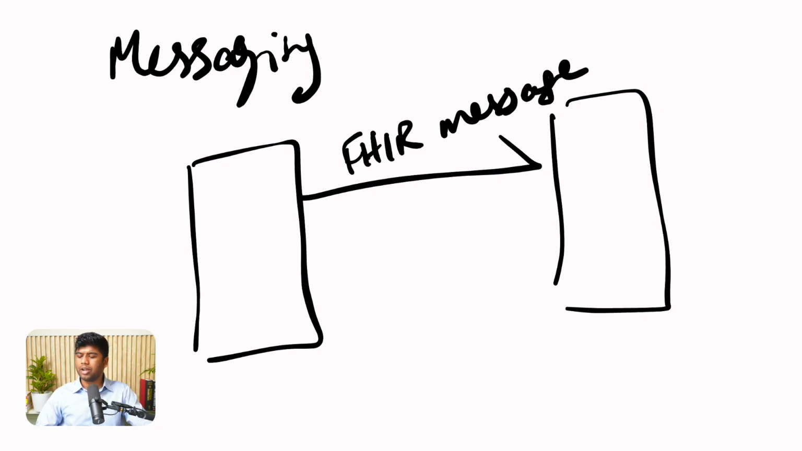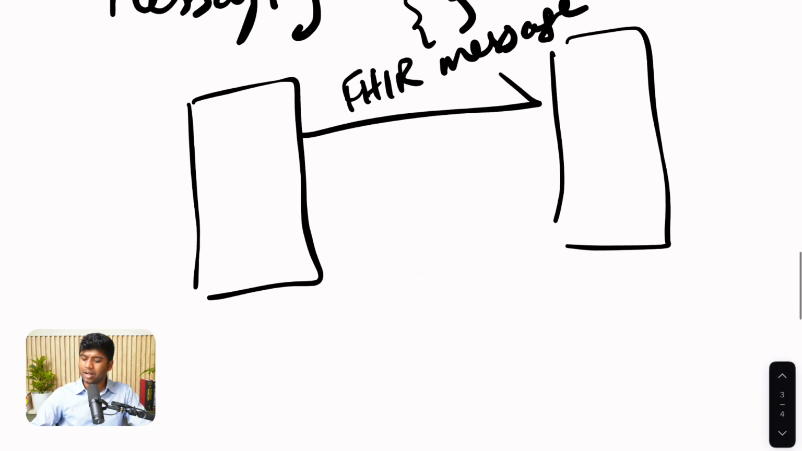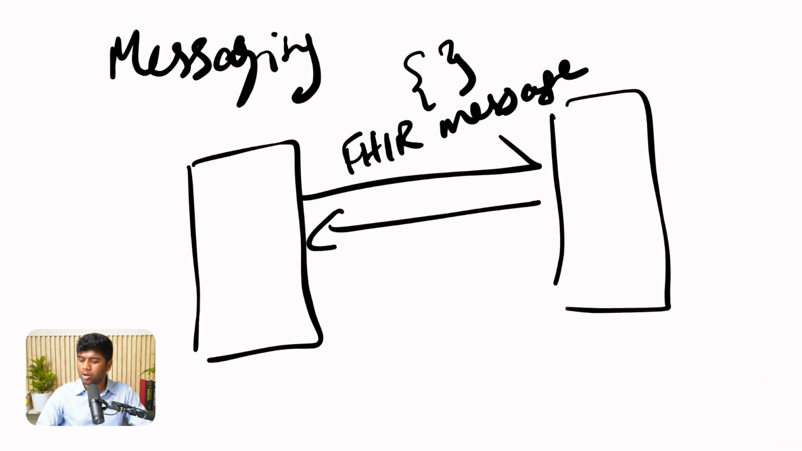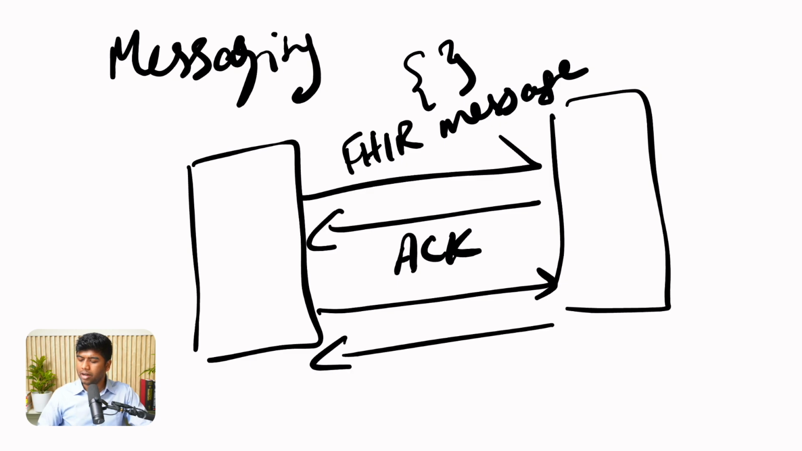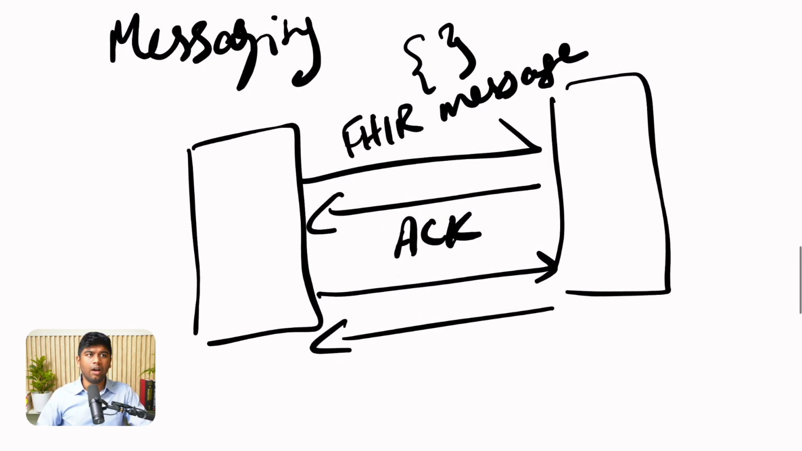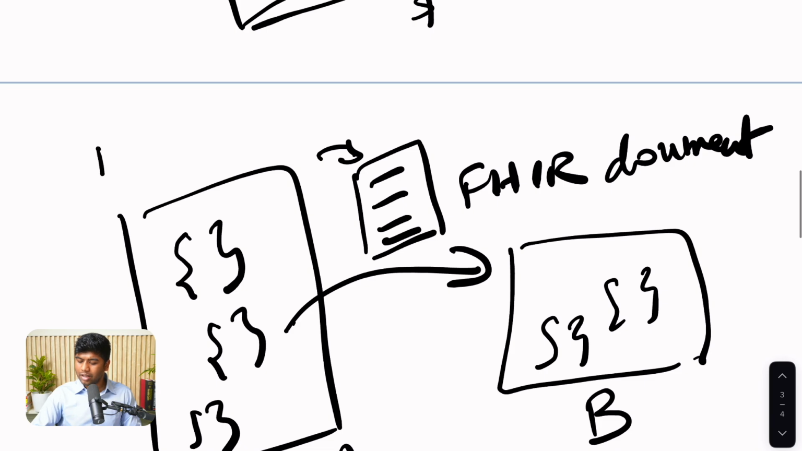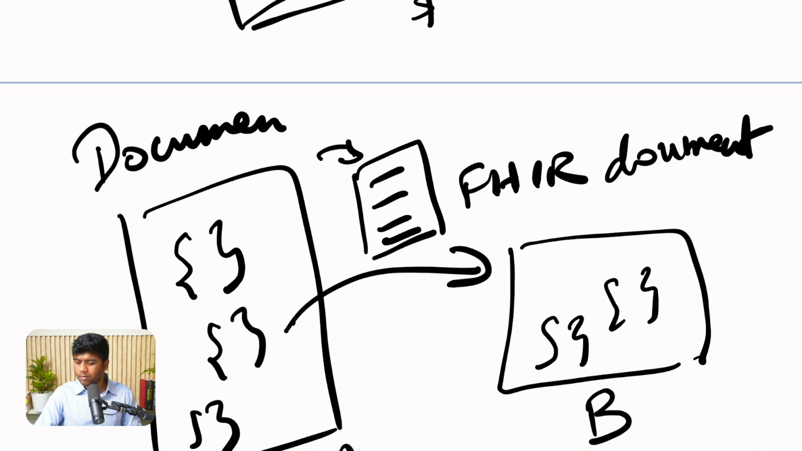And a FHIR message again looks exactly like a FHIR document. It's just that it's not a one-time send and forget. You will also receive an acknowledgement to this particular message, and they'll keep going back and forth until a particular transaction is completed, right? So this is again between two systems, you can transfer data through this, but it usually happens in multiple steps. Now that is basically FHIR messaging.